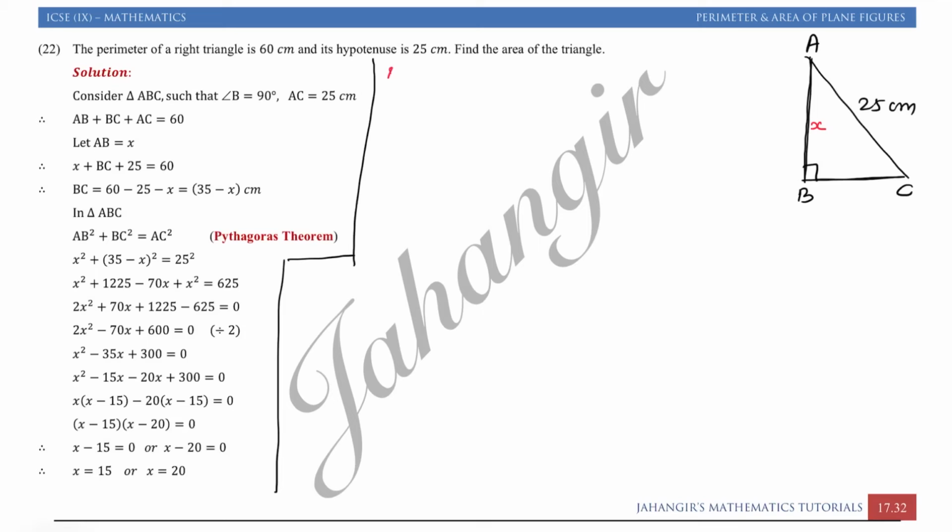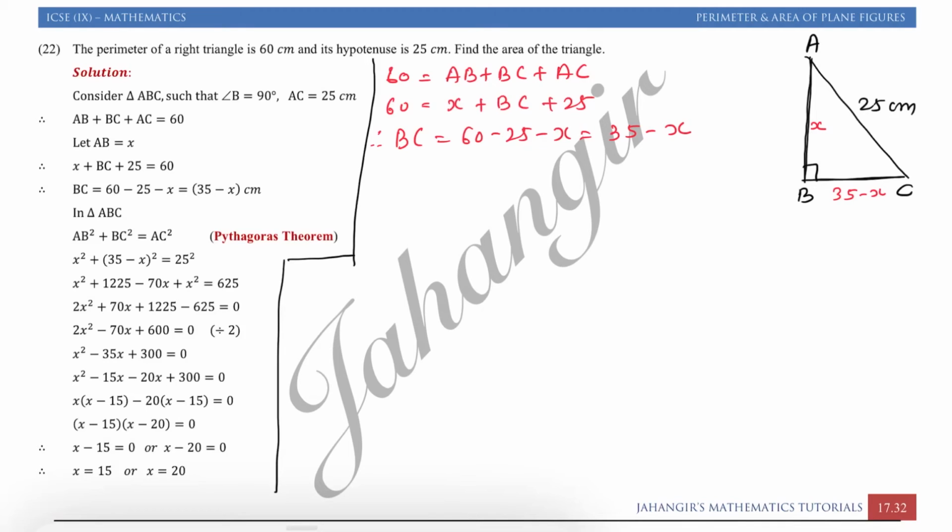So perimeter 60 is equal to AB plus BC plus AC. So 60 is equal to AB, I can write X, plus BC which is unknown, plus AC which is 25. So therefore BC is equal to 60 minus 25 minus X, that is equal to 35 minus X. So we got the value of BC as 35 minus X.